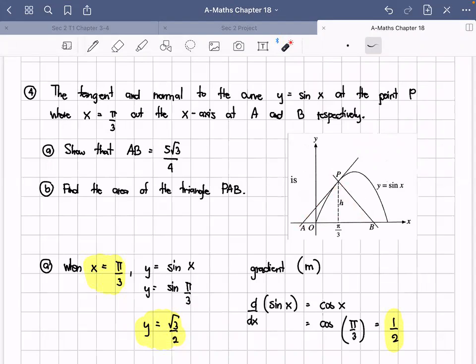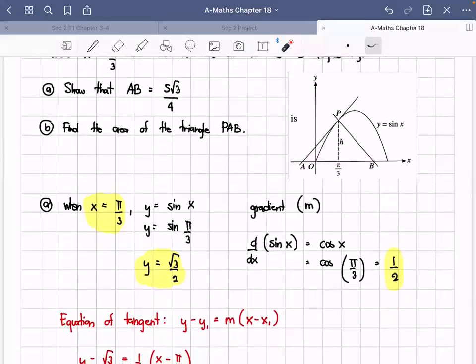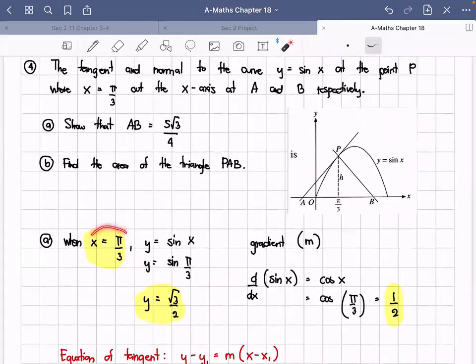So let's do letter A first, because letter A is the trickiest question here. AB is the distance, the side of this triangle here. We're looking for the distance. For letter A, we know that x is pi over 3. So, plugging it into our equation, the equation of the curve is y equals sine x. So we just plug it in here.